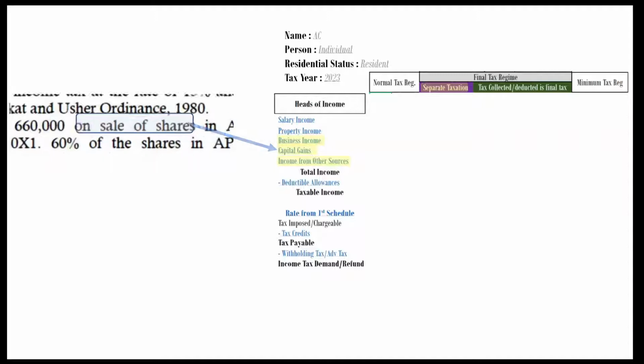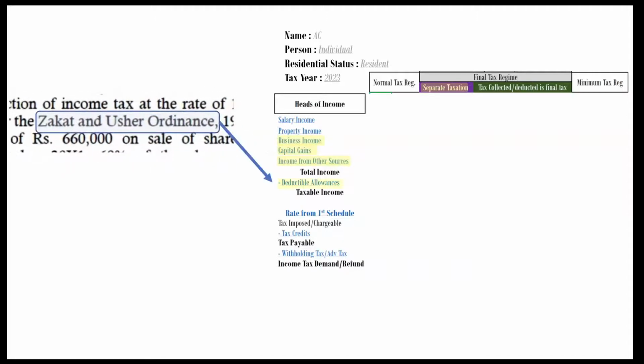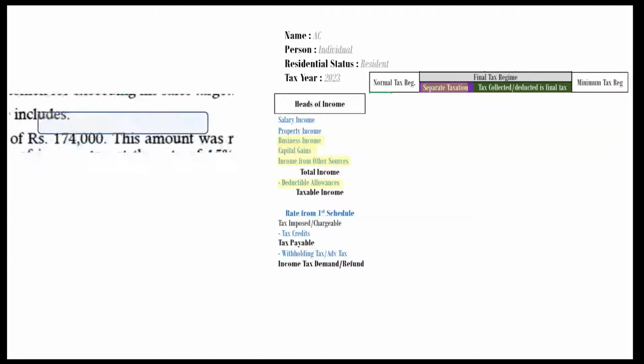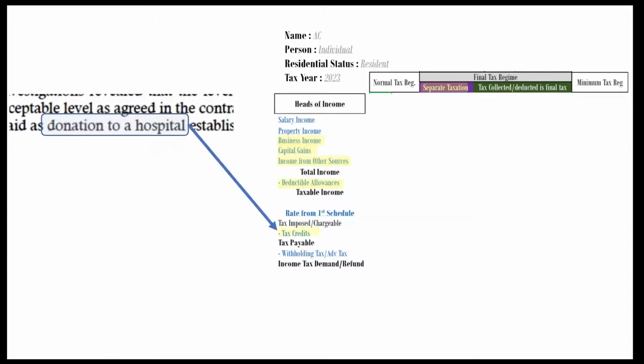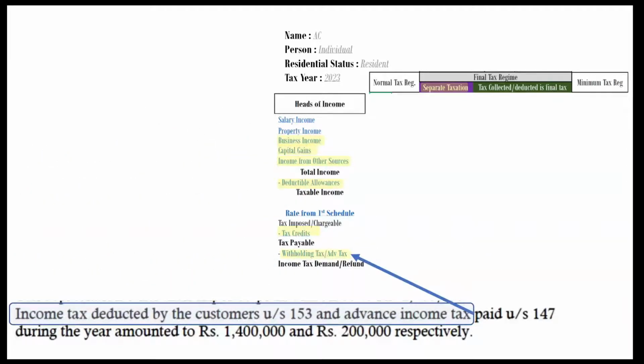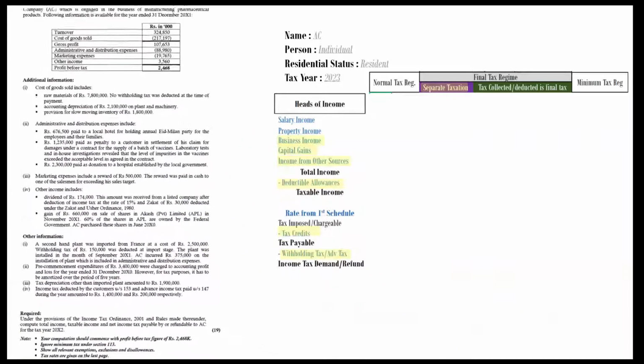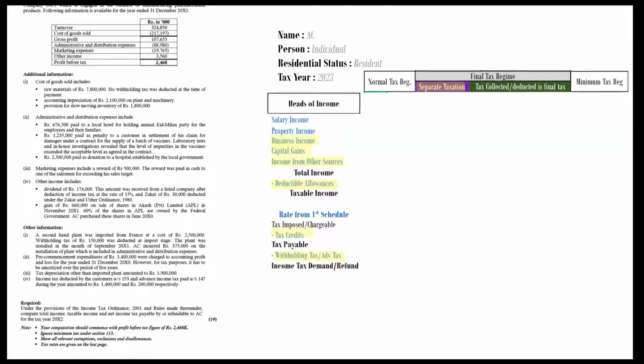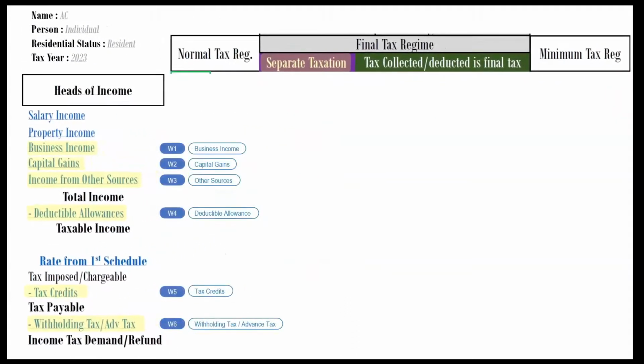Zakat has been mentioned, which means deductible allowances will also be involved in our calculations. Donation to hospital means that tax credits under Section 61 will be required to be calculated. In the end, withholding tax and advance tax have also been mentioned. So we now have a very good idea about the extent of this question. For each highlighted or noted area, you should create a separate working on a separate page. The planning part is complete.